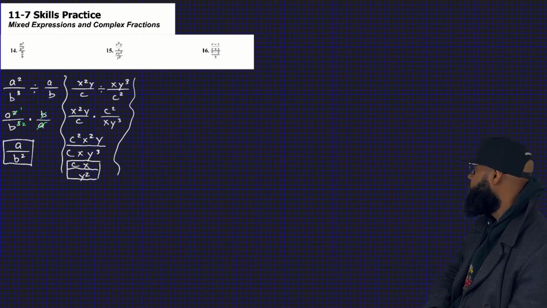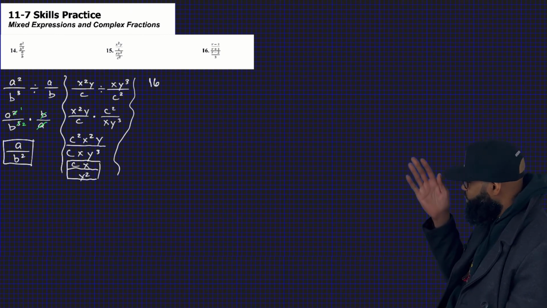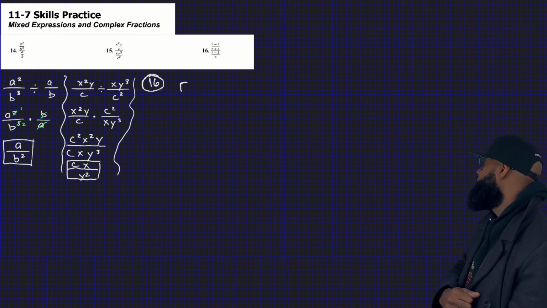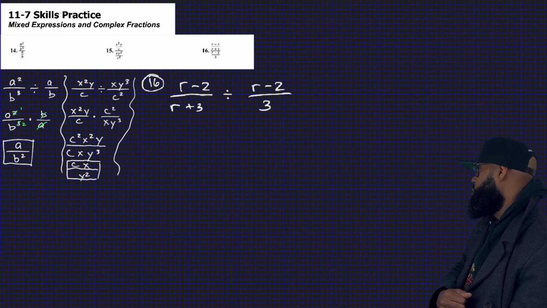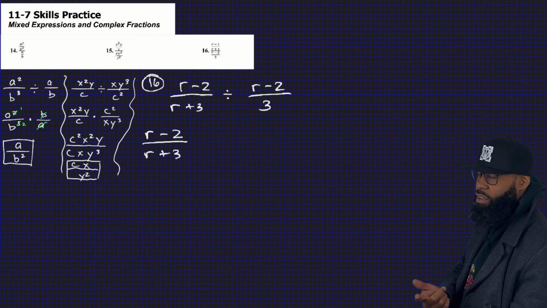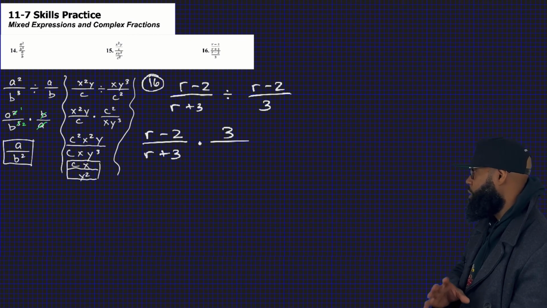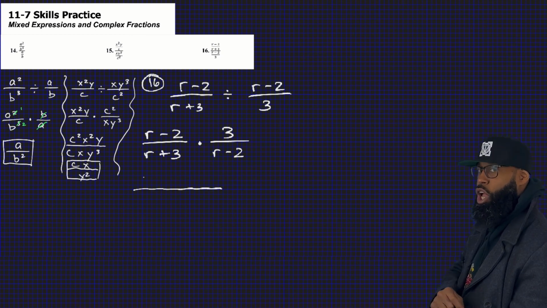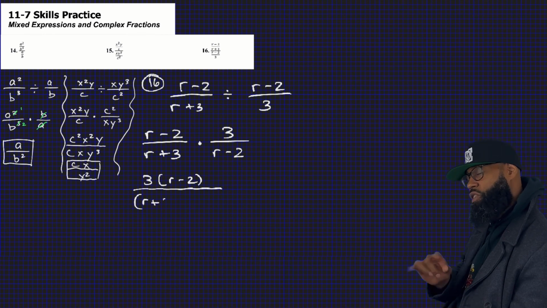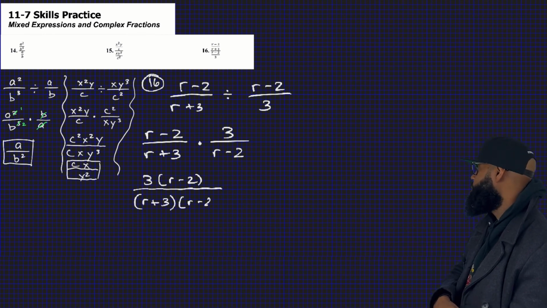All right, so making a little bit of room now, so I got some room to work. 16, r minus 2 divided by r plus 3. All of that divided by r minus 2 divided by 3. So again, as soon as I recognize these are fractions and it's division, my mind goes keep the thing, keep the second. Keep the first term, change division to multiplication, and take the reciprocal of the second term.